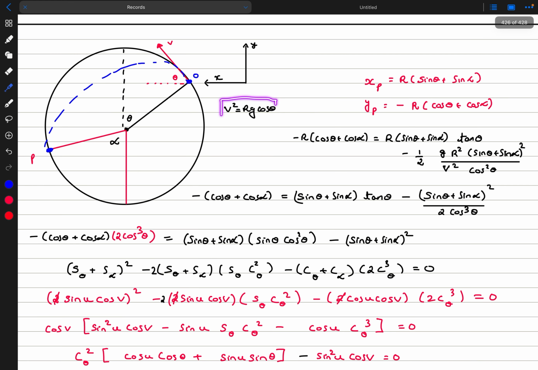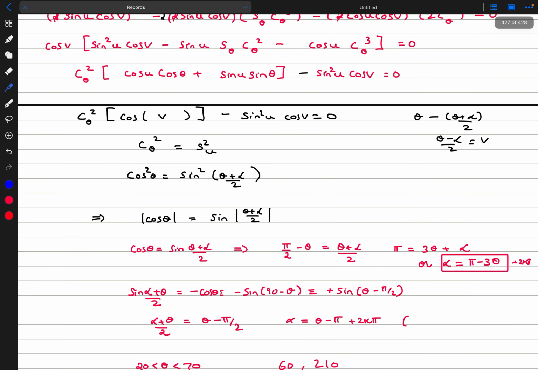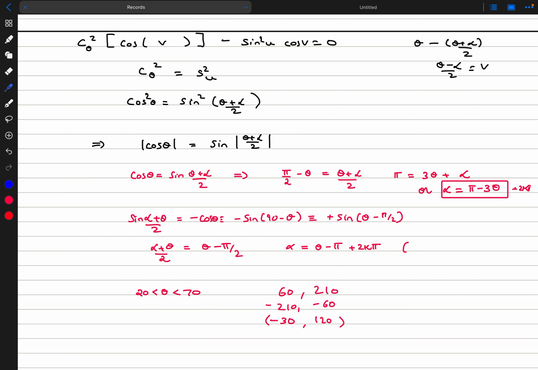We know that v square is rg cos theta, and figure out the x and y coordinate of point P. It will look something like this. Then you plug it into the equation of trajectory. You can check this out, but there's a lot of trigonometry going on. Finally, once you solve that equation, you get alpha equals pi minus 3 theta, and then another solution which is physically meaningless. Mathematically this is true, certainly, but physics-wise it doesn't make sense.